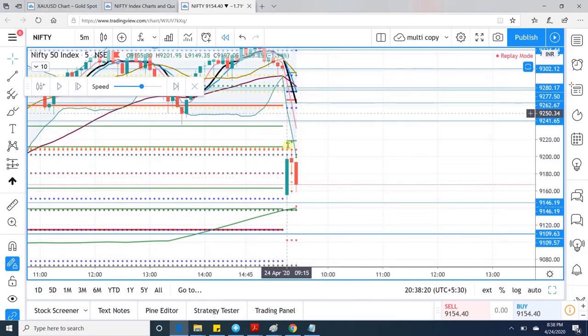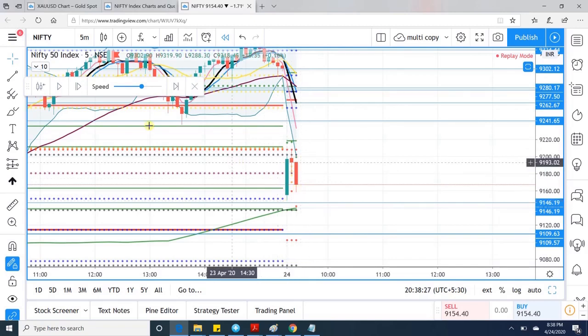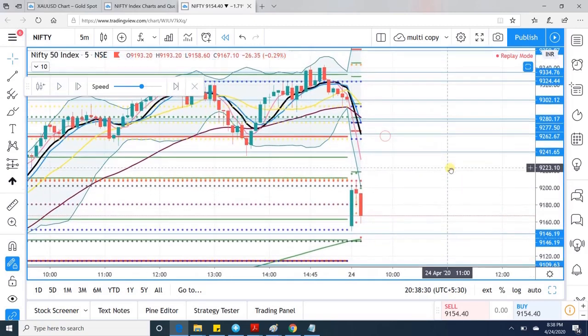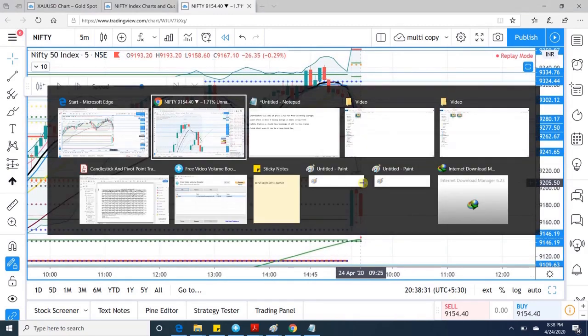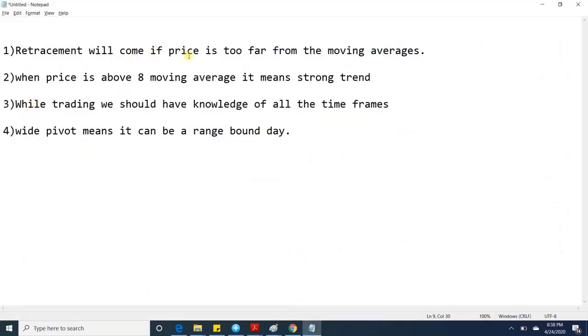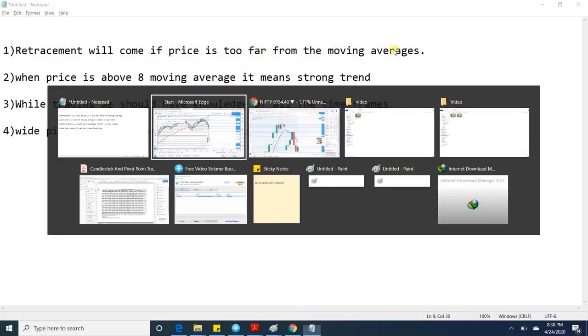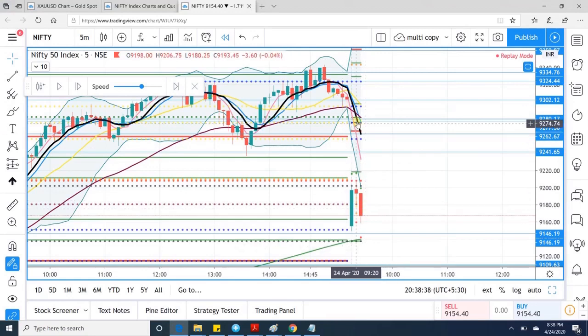But this doesn't make sense here because it is already in a downtrend, so this does not signify anything right now. Also, one important thing: since price is away, like in the first point I said, a retracement will come if price is too far from the moving average. See how far the price is from the moving average.